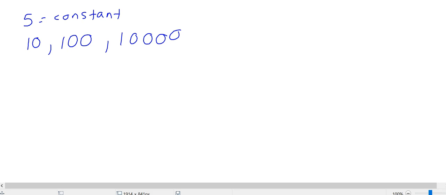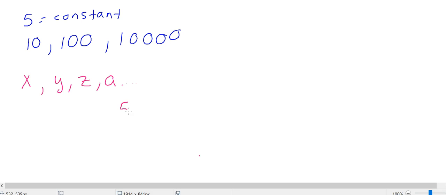What would be something that's not a constant? Something that's a variable, like x, like y, like z, a. Any letter that we use to represent a number that we don't know what the number is, that's called a variable.